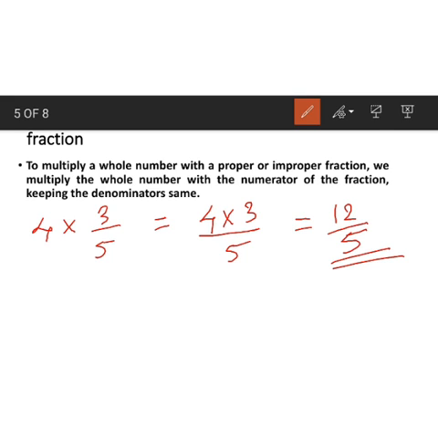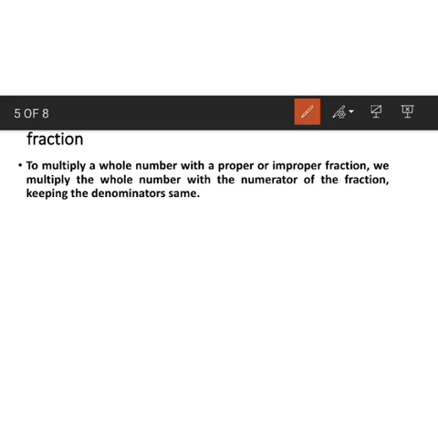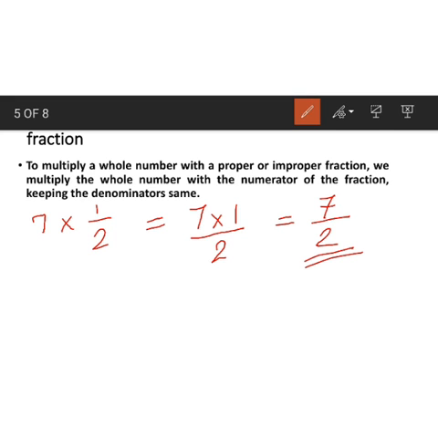So how about doing another example? Suppose we are multiplying the whole number 7 into 1 by 2. So what we have to do is multiply the whole number and the numerator. So 7 into 1, whole divided by the denominator. Keep the denominator as itself. So it will be 2 here. So we got 7 into 1, it is 7 by 2. Our answer is 7 by 2.